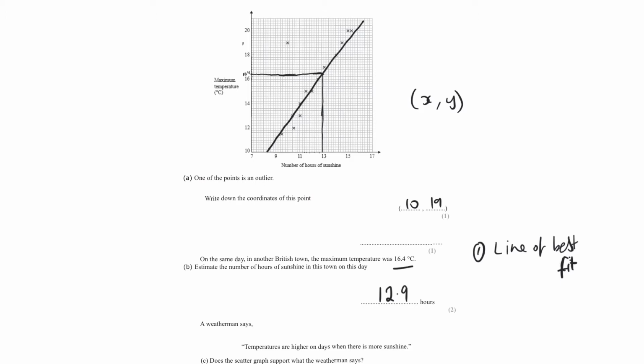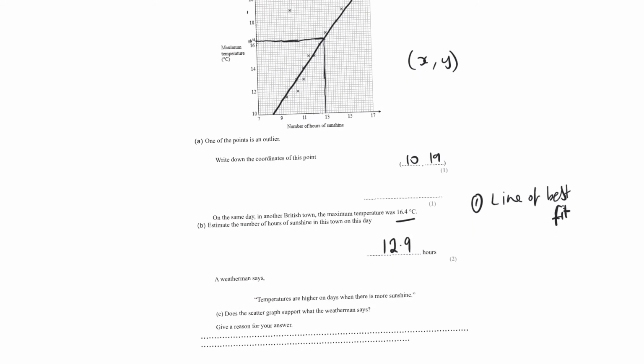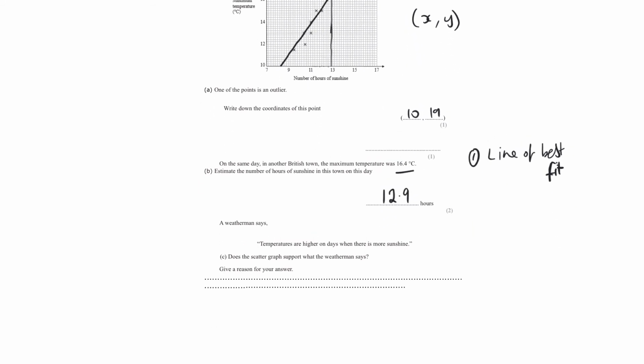Or another way you can word it is, if you know from your revision of scatter graphs, you can see that the type of correlation that this is showing is a positive correlation. So you could also say that the graph does show a positive correlation between the number of hours of sunshine and the maximum temperature. Therefore, we do also agree with the weatherman's statement. So anything along those lines is fine.